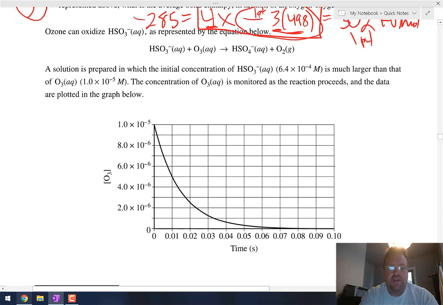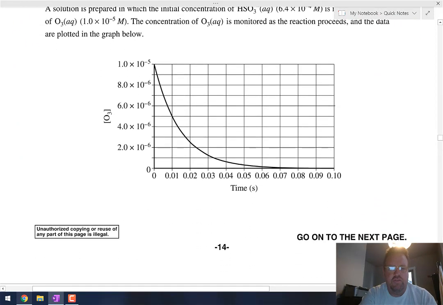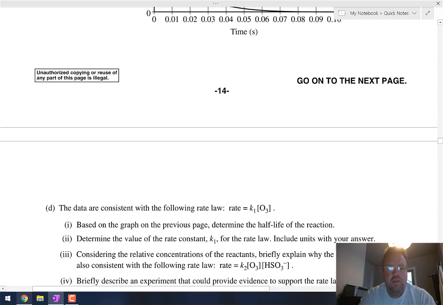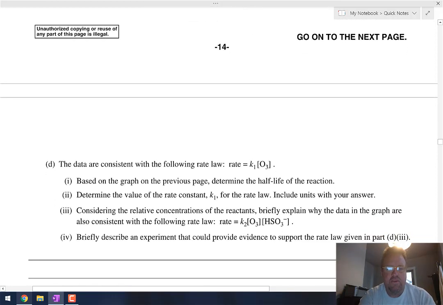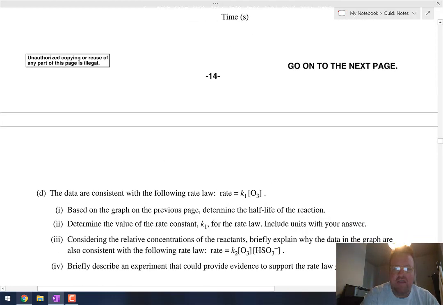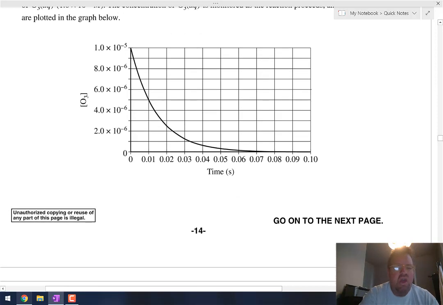Okay, now we can see that concentration changing over time. And then in part D, based on the graph on the previous page, determine the half-life of the reaction. So, if we start with 1 times 10 to the minus 5th, how long does it take for half of that to go away?